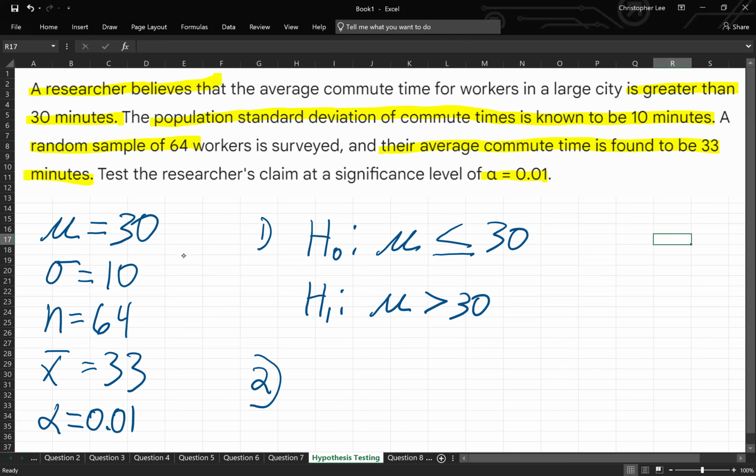What is a test statistic? Is this a Z test or a T test? A Z test, right? Very good. Why is it a Z test? Because it's going greater than? No. What do I know? I know sigma. I know what the population standard deviation is. That's why it's a Z test.